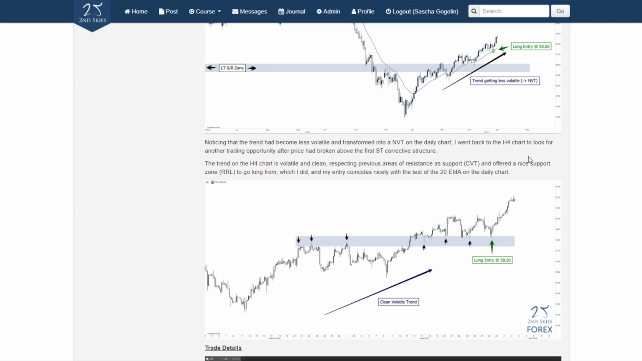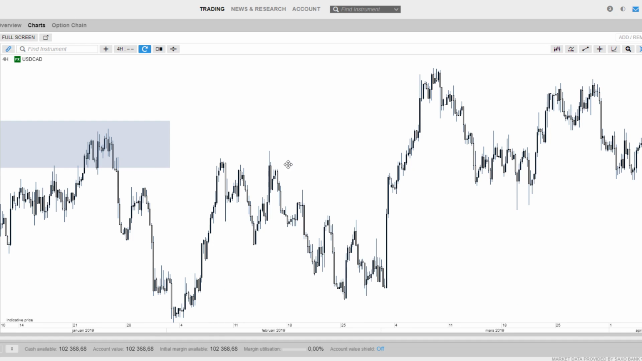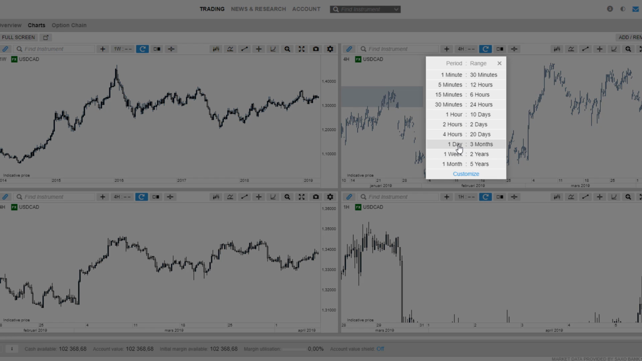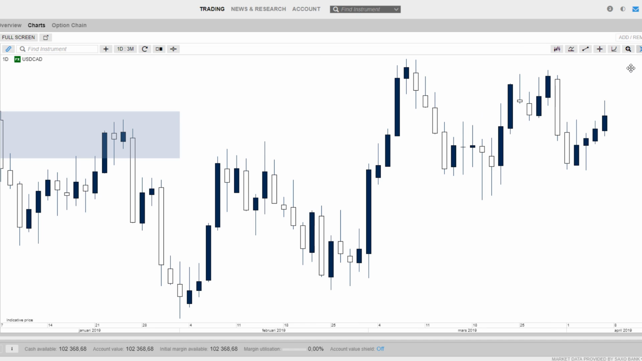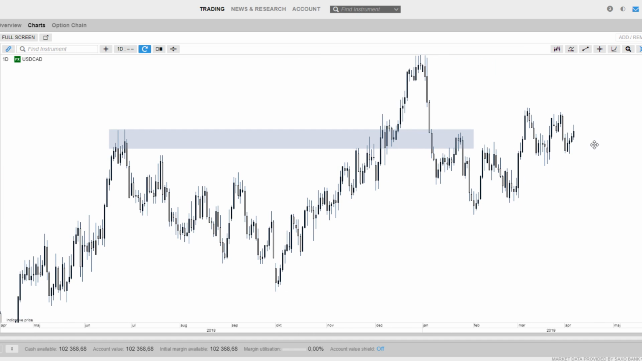Another trade example of mine involving impulsive and corrective moves and sequences would be the US dollar versus the Canadian dollar. So let me show you what I did there earlier this year. So first of all, let's pull out a daily chart of the US dollar and Canadian dollar.